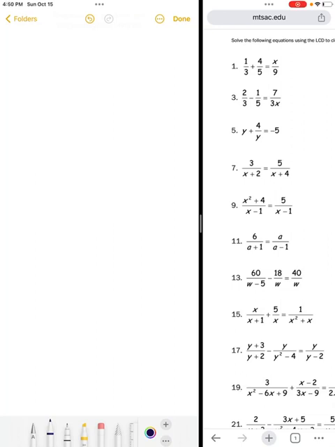So, for this video, we'll try to solve some rational equations. For example, here in number 1, I have 1/3 plus 4/5 equals x over 9. Okay, let's write 1/3 plus 4/5 equals x over 9. And since we have fractions here on the left side that are not similar, before we combine them, we need to make the two fractions similar.